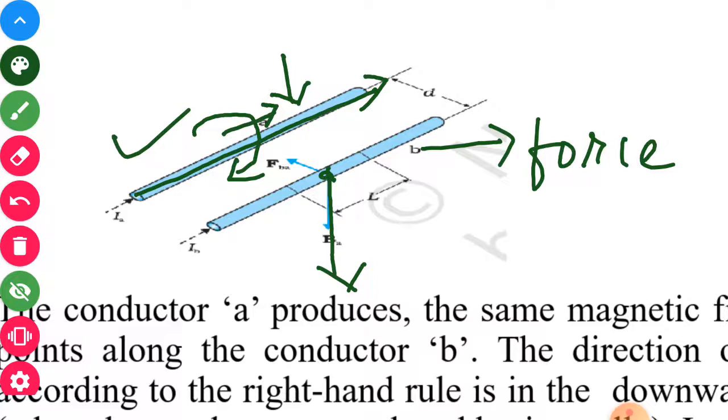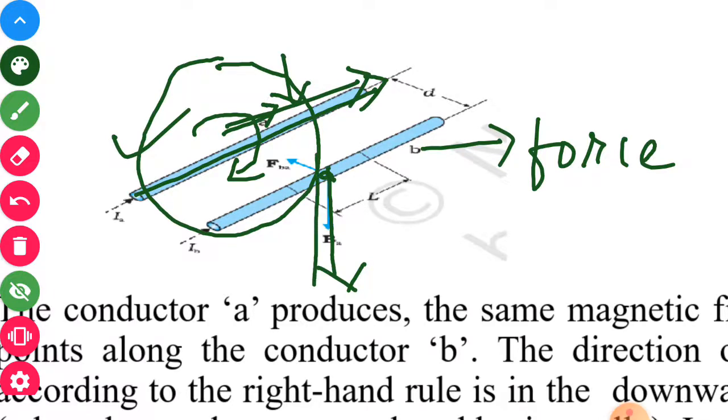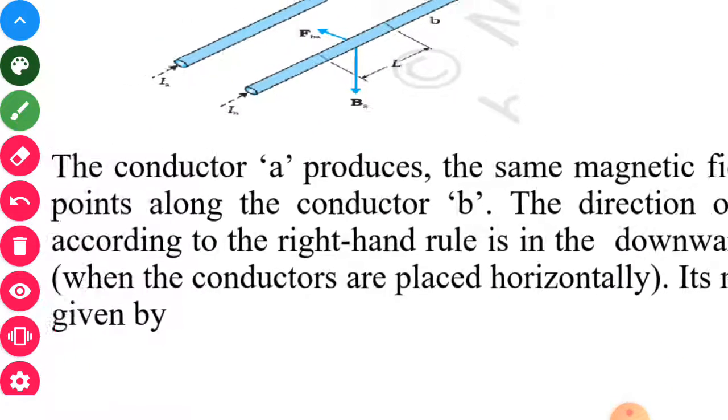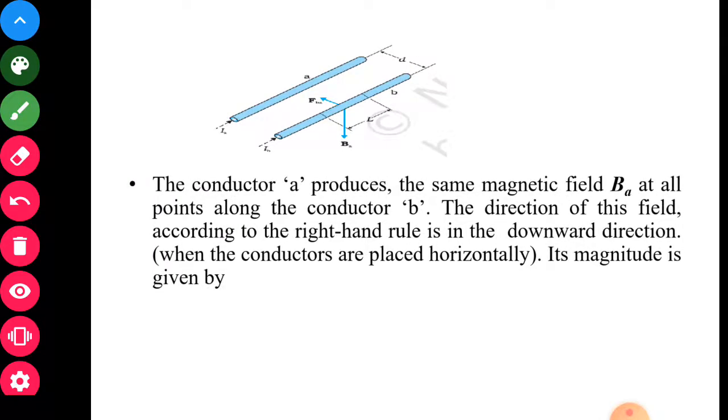Or you can take it this way: take a big circle around the current carrying conductor, your thumb is in this direction, the tangent at this point is in the downward direction, so the magnetic field produced by conductor A is in the downward direction. This way also you can understand. The right hand rule is used to find the direction, it is in the downward direction, okay.